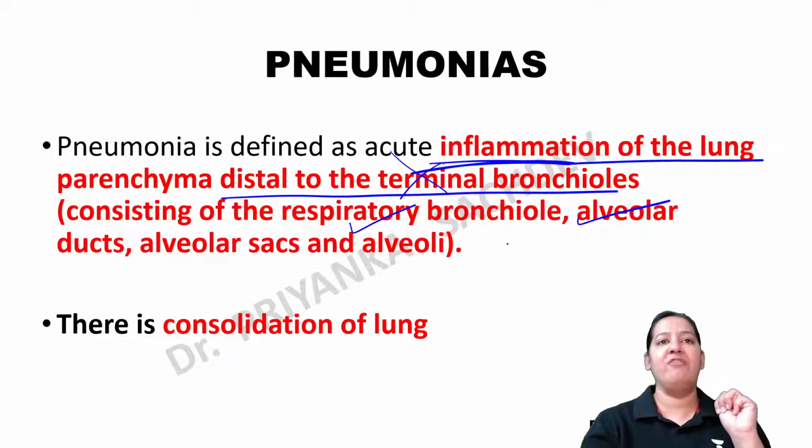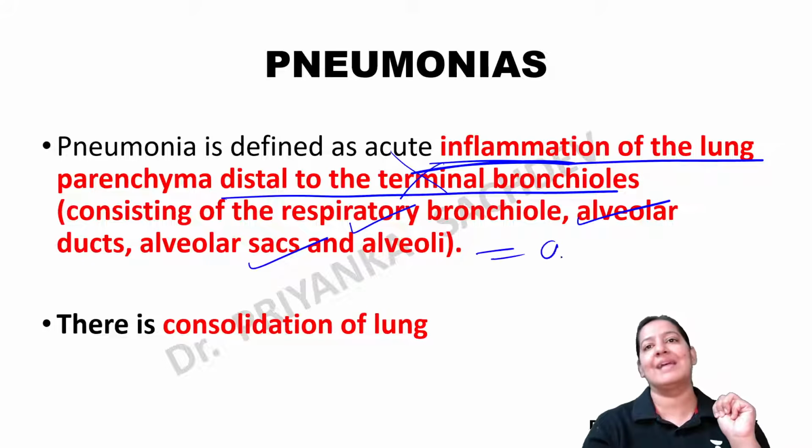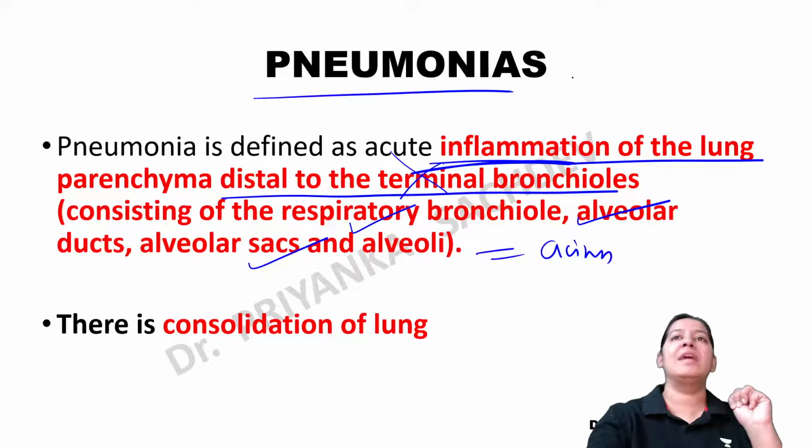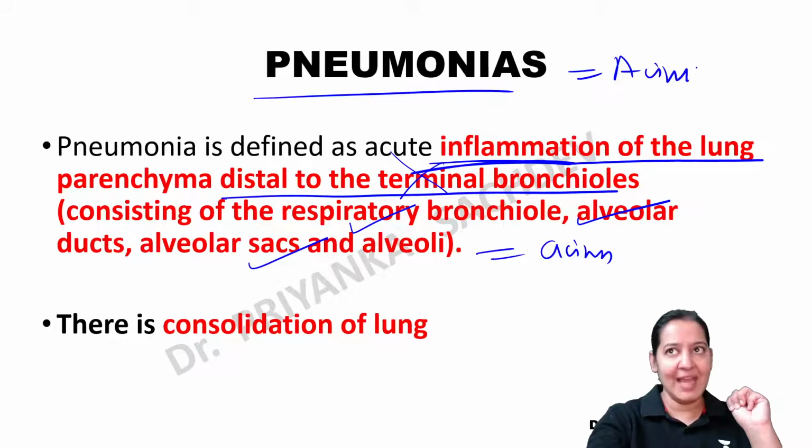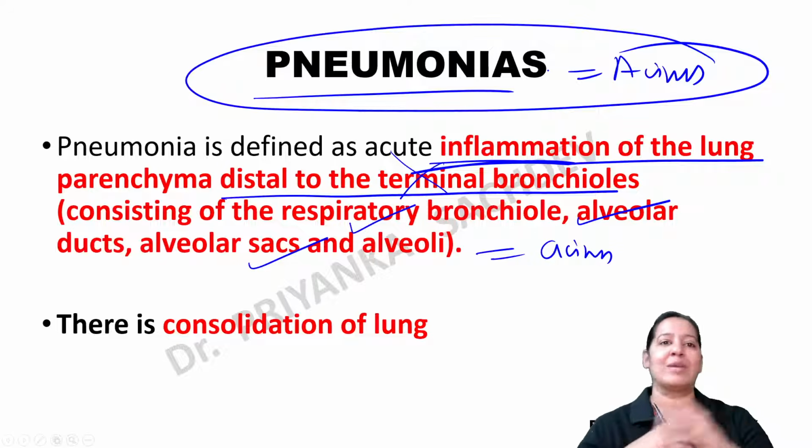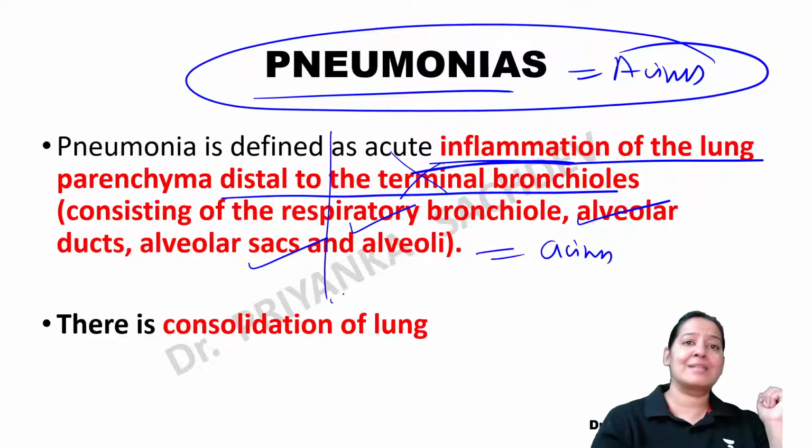Respiratory bronchiole, alveolar duct and alveolar sacs. That is known as acinus. So in short, pneumonia is inflammation of the acinus. Can I say, inflammation of the acinus in the lung is known as pneumonia? So basically it is known as consolidation of the lung.